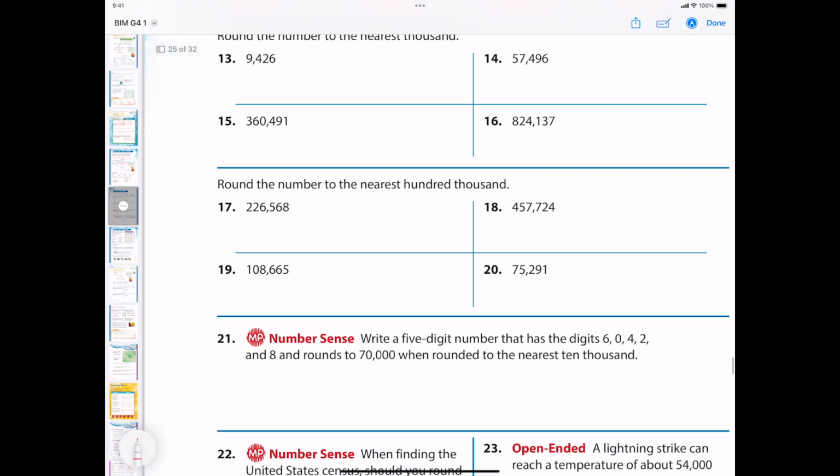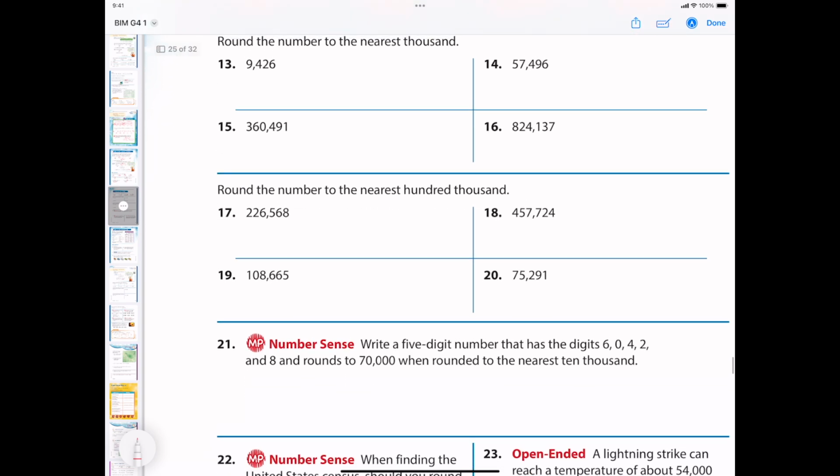All right, number 13, round the number to the nearest thousand. Okay, so here the neighbor number is 4, so this is round down. So I'm going to go ahead and write 9,000. So nearest 1,000, and 4 is round down. So I'm going to just keep this 57,000. All right, and 1,000. Okay, 4 is round down, so 360,000 because you don't have anything to add to the target number.